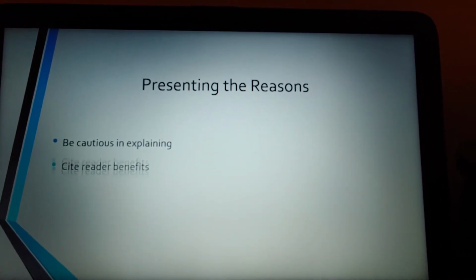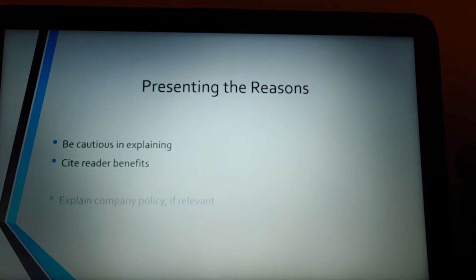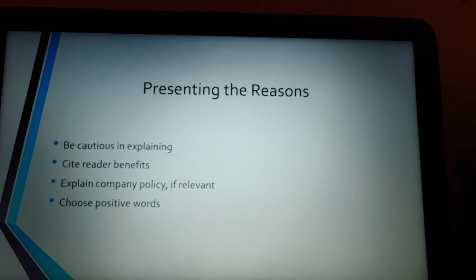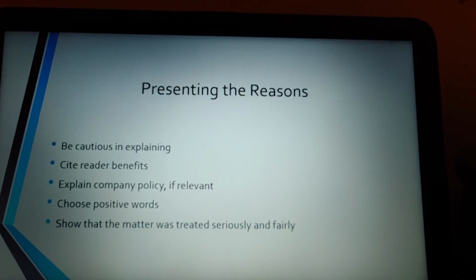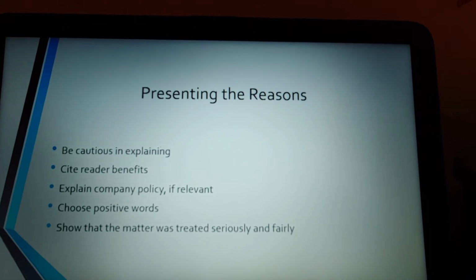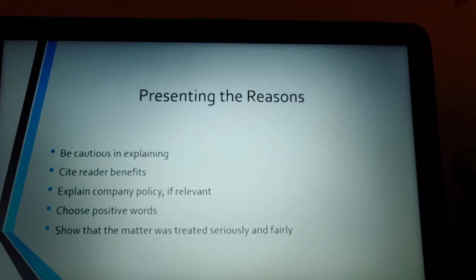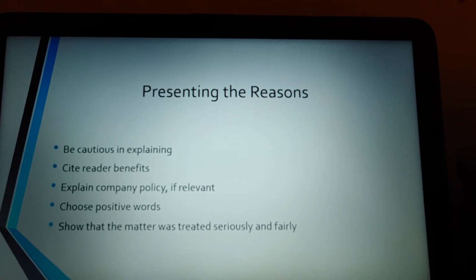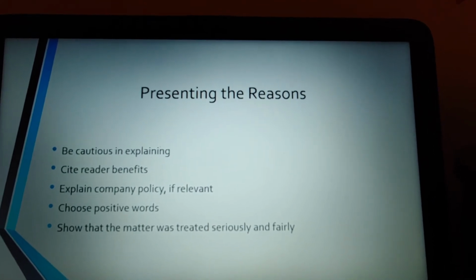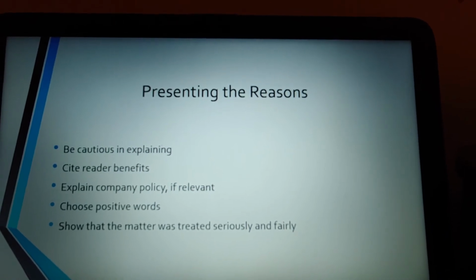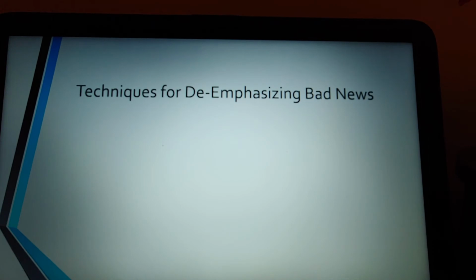Present the reasons. Be cautious in explaining, and cite reader benefits. If there's a company policy involved, you can put that in there, choose positive words, and show that the matter was treated seriously and fairly across all different levels. This negative message memorandum is going out to all staff. It's important that the staff knows that everyone, regardless of their position in the company, has been treated fairly.